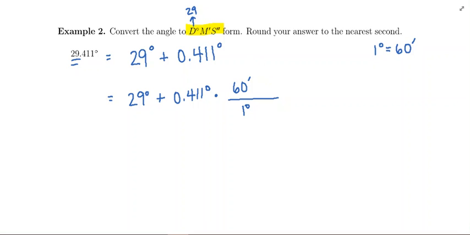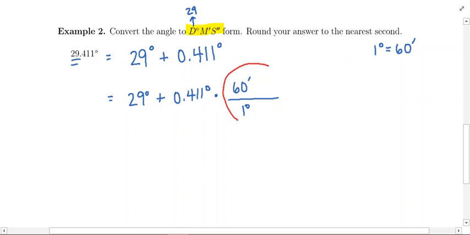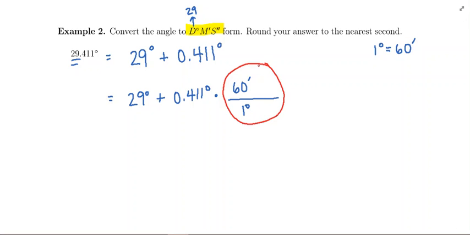Okay, so this fraction is equivalent to 1. The 60 minutes in the numerator is the same thing as 1 degree. Anything divided by itself is 1. So this 0.411 degrees, we're really multiplying it by 1, so we're not changing the quantity that we're dealing with, okay? All right, so what will happen here?